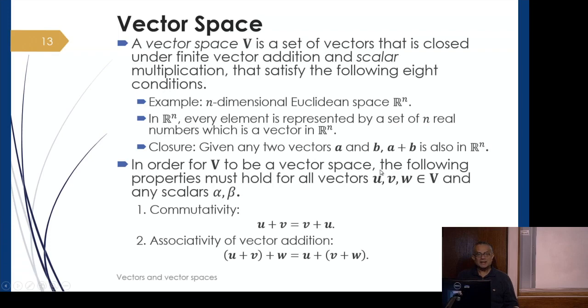Now let's take three vectors, and we'll use all three to define a vector space. U, V, and W, all from vector space V, and two scalars, alpha and beta, which we will be using in the definitions. The first requirement for V to be a vector space is U plus V equal to V plus U for any two vectors in this space. Associativity of vector addition: we would say that it's associative if U plus V plus W, where you first do U plus V and then add it to W, is the same as first doing V plus W and adding it to U.